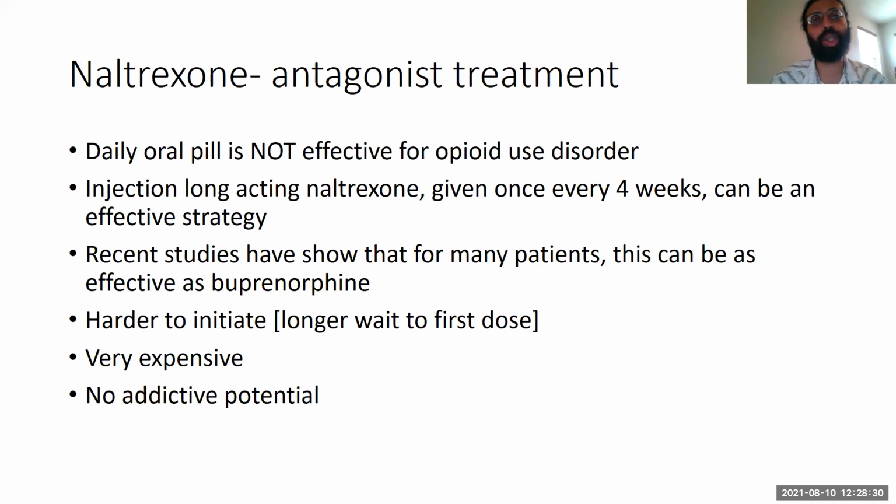So if you're going to use naltrexone to treat opioid use disorder, think about using the injection. Some recent studies have in fact shown that for many patients, naltrexone can be just about as effective as buprenorphine, but the big challenge that we still haven't figured out is that it's so much harder to initiate compared to buprenorphine. You gotta wait at least 7 to 10 days without using any opioid before someone can start naltrexone, and that creates a huge barrier. And many patients leave before ever starting treatment. And we still haven't come up with a great solution to that, despite lots of research.